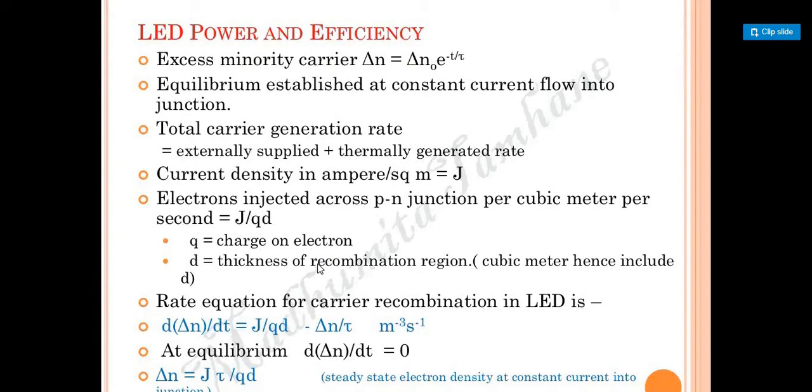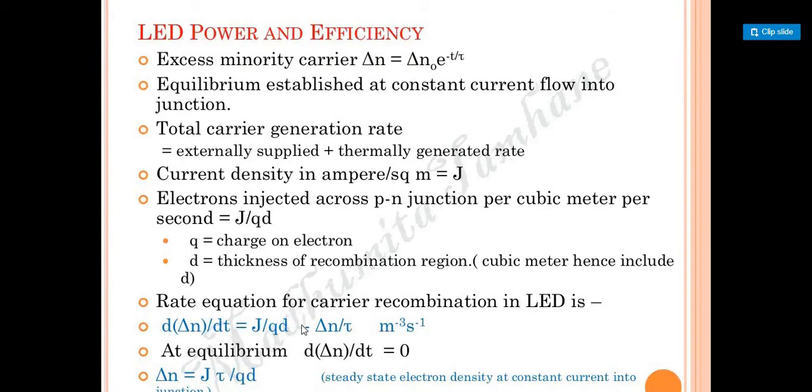We know that current density in amperes per square meter is given by J. The electrons injected across the PN junction per cubic meter per second are given by J/(qd). So J by qd is the formula for finding the electrons injected per cubic meter per second. What is q actually? The charge of the electron. If you take the charge and the thickness of the recombination region into consideration, we can find out the density. We can even find how many electrons we are injecting in the PN junction.